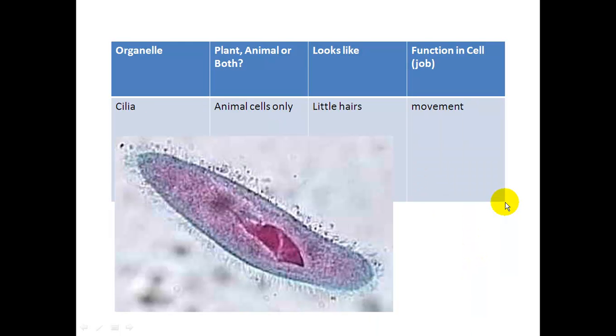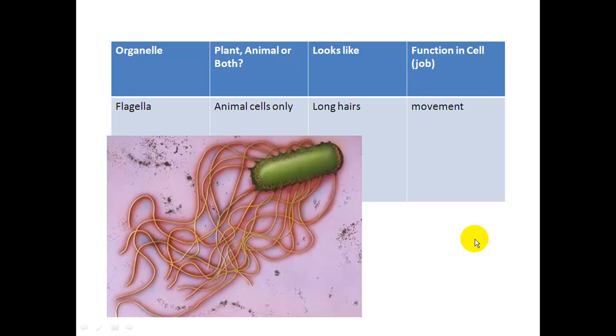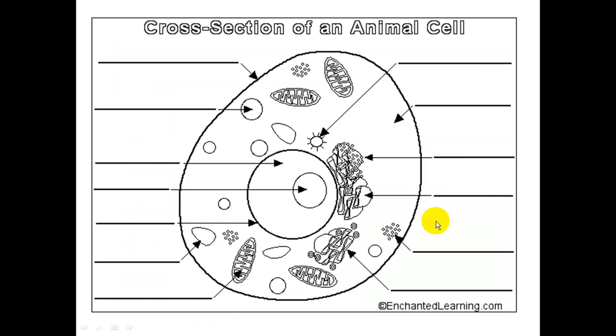Our next organelle is cilia. Cilia is in animal cells only, and these are the little hairs that you see on this paramecium, and it is used for movement. Flagella is the same thing as cilia. It is made of these proteins, and they're long hairs. Animal cells only, and this is a bacteria cell, for example, and it is also used for movement.